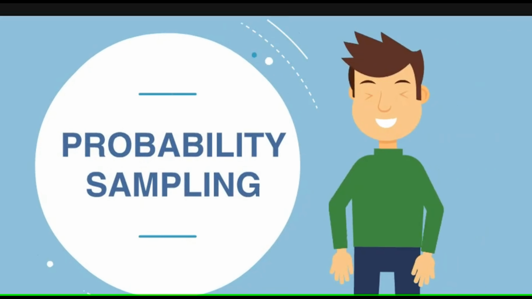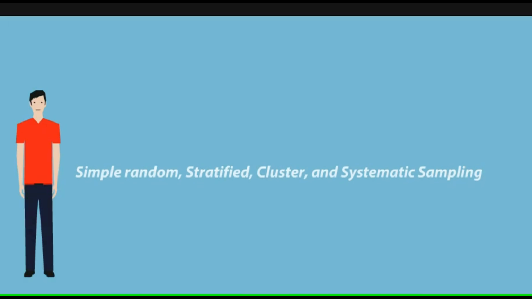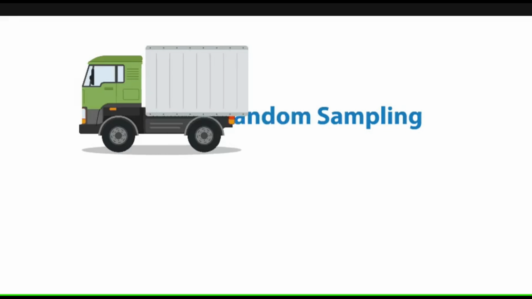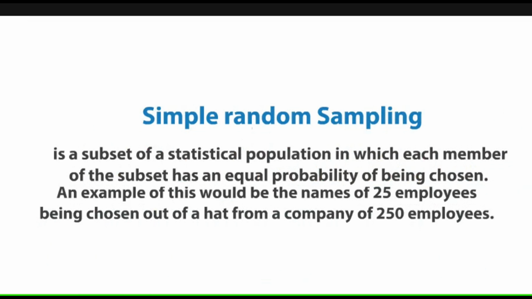The other type of qualitative sampling is the probability sampling. Probability sampling has 4 main types: the simple random, stratified, cluster, and systematic sampling. Simple random sampling is a subset of a statistical population in which each member has an equal probability of being chosen. Below is the said example.